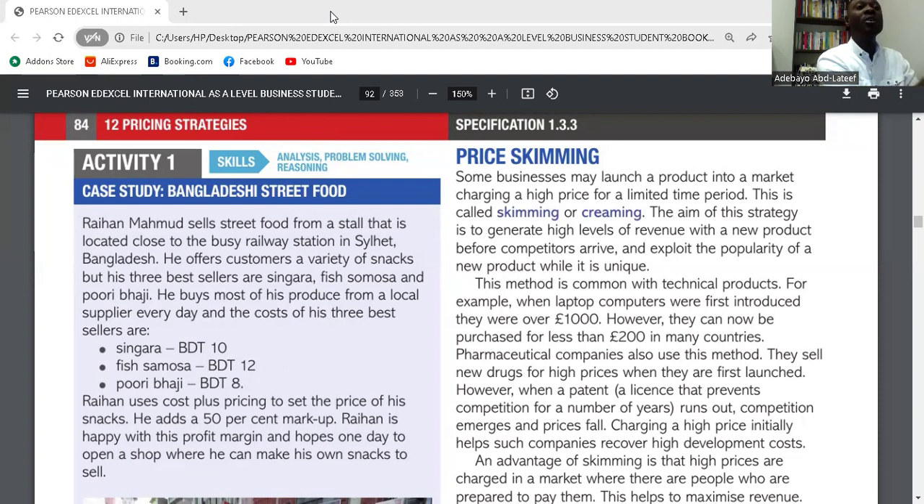But if you are looking for the markup itself, it is selling price minus cost price, divided by cost price, multiplied by 100. I think it's clear now. Good. That is about markup. Then we go to price skimming.